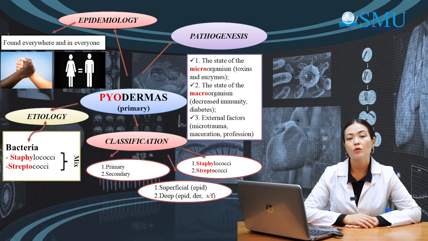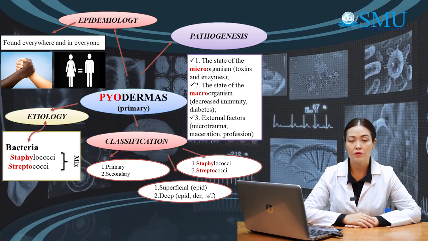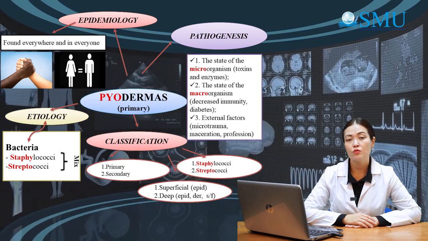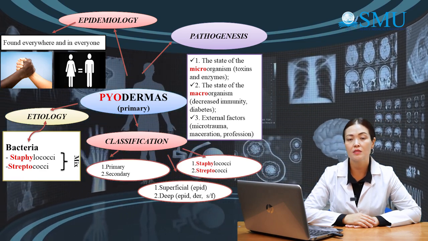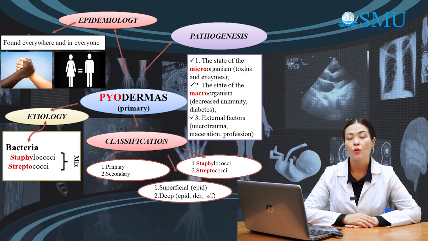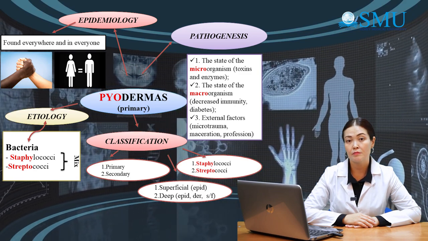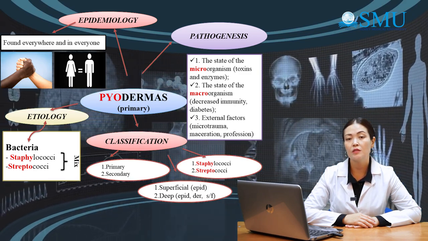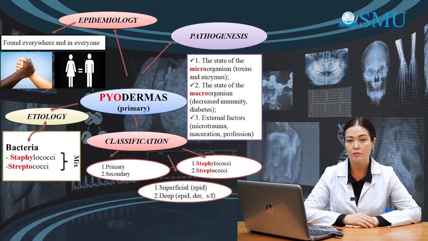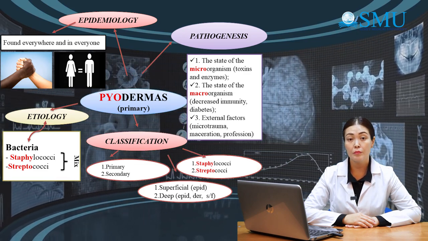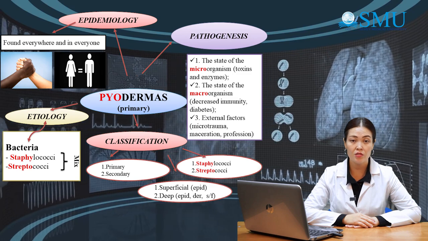What can we tell about the pathogenesis of bacterial infection of the skin? I tried to find for you the simplest pathogenesis, which consists of three main steps. The first step is the condition of the microorganism. What does microorganism mean? Microorganism is bacteria.